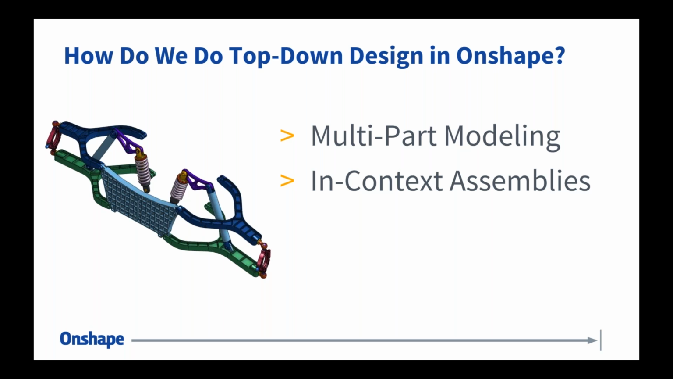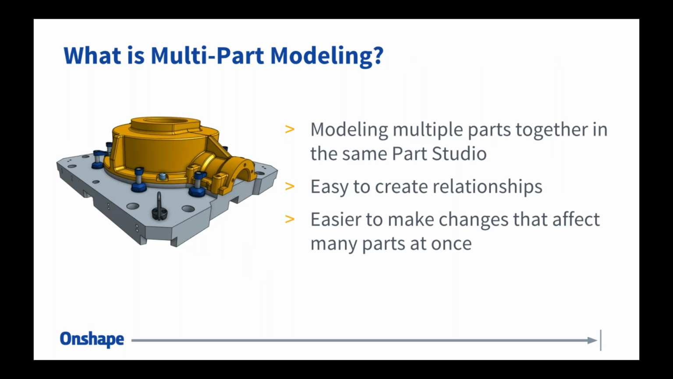But the key thing to take away from this, I think one big thing to take away from this webinar, you really have two choices for top-down design in Onshape. You can model multiple parts together in the same part studio, or you can build parts in the context of the assembly. So let's get into multi-part modeling.